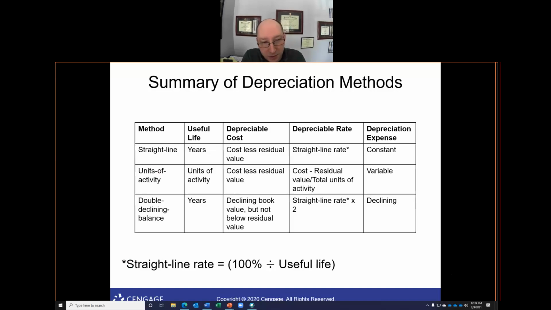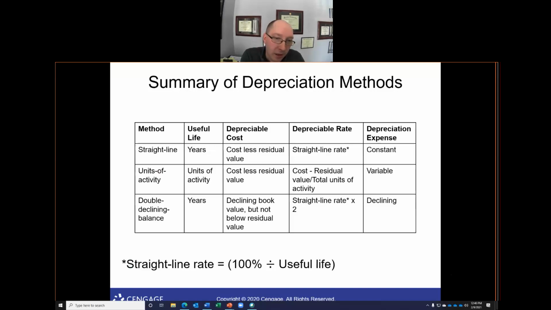Let's look at the 3 methods side by side. Straight line, as you know, is 100% divided by useful life. Straight line's very easy. It's the simplest one, right? You take cost minus residual value divided by number of years. That's your straight line cost. Straight line rate, you take 100% divided by its useful life, and our example is 20%. It's consistent, easy to use.